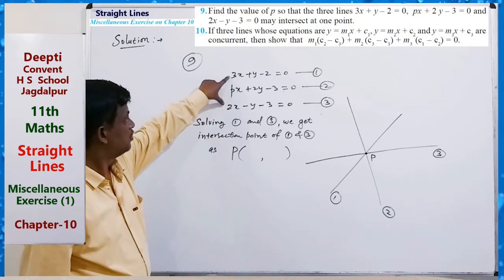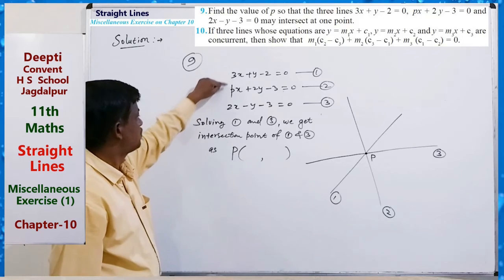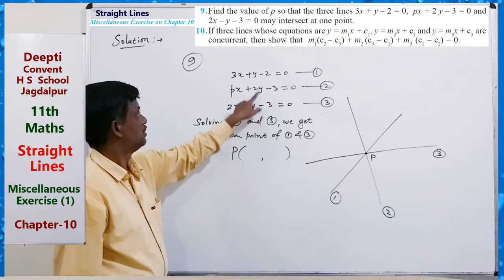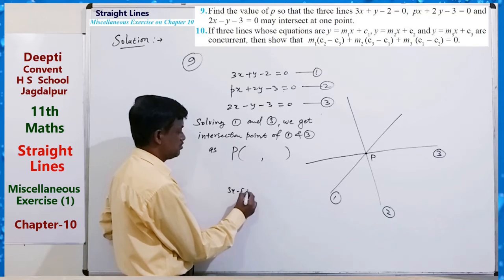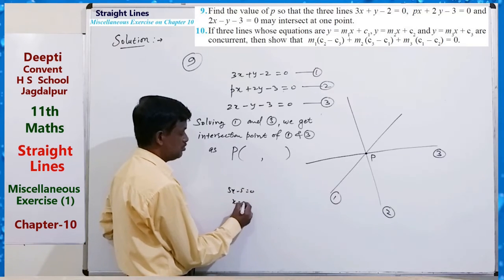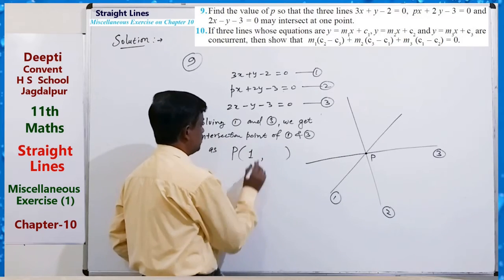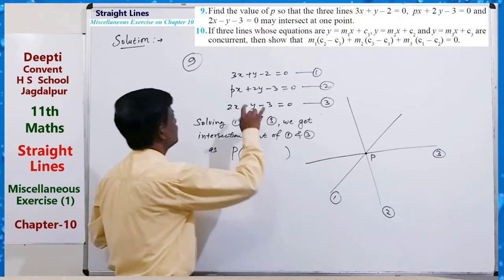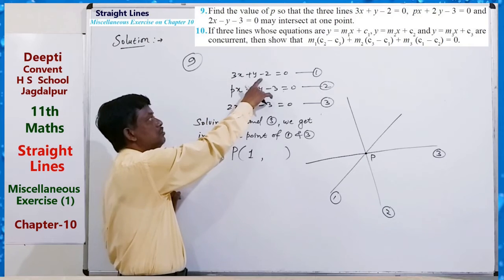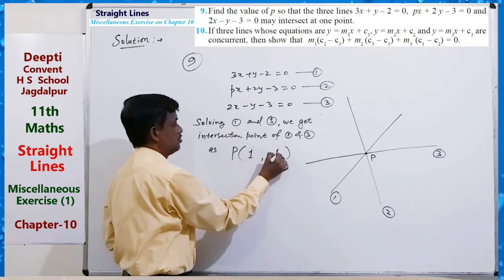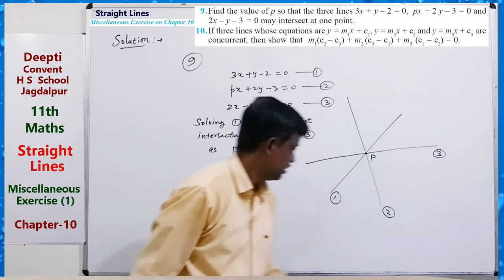Adding, y cancels. 3x plus 2x is 5x, minus 5. 5x minus 5 equals to 0. That is x equals to 1. So x equals to 1. If x equals to 1 is put here, then 3 minus 2 is 1, so y equals to minus 1. So this is the intersection point, 1 and minus 1.